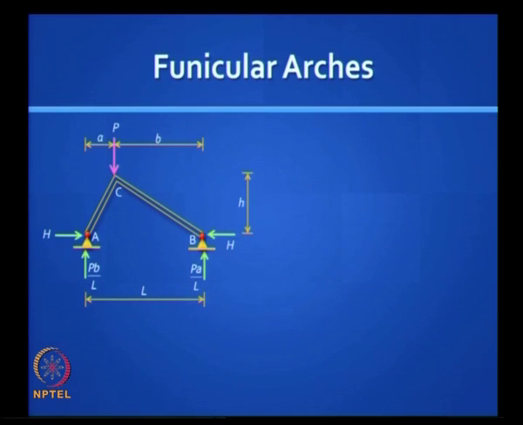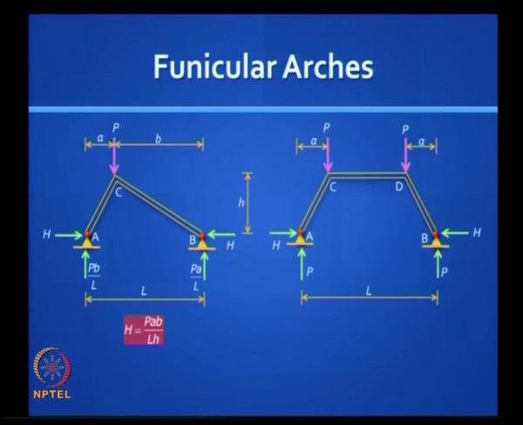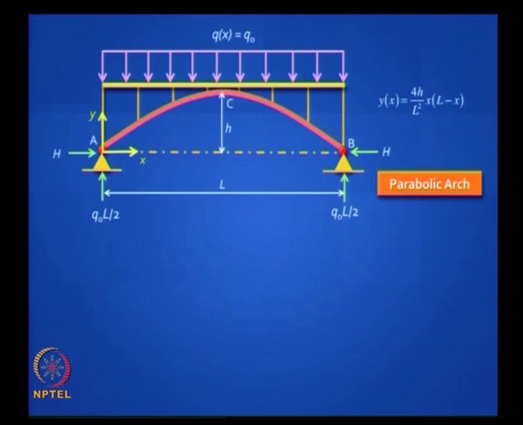Funicular arches are ideal arches, and if you have concentrated load, they have to be made up of straight lines. Sometimes they are called linear arches, and they take this shape, okay, and they are very easy to derive. Now you can find the horizontal thrust by simply taking the bending moment at any point and dividing by the height at that point. Okay, so these are called linear arches.